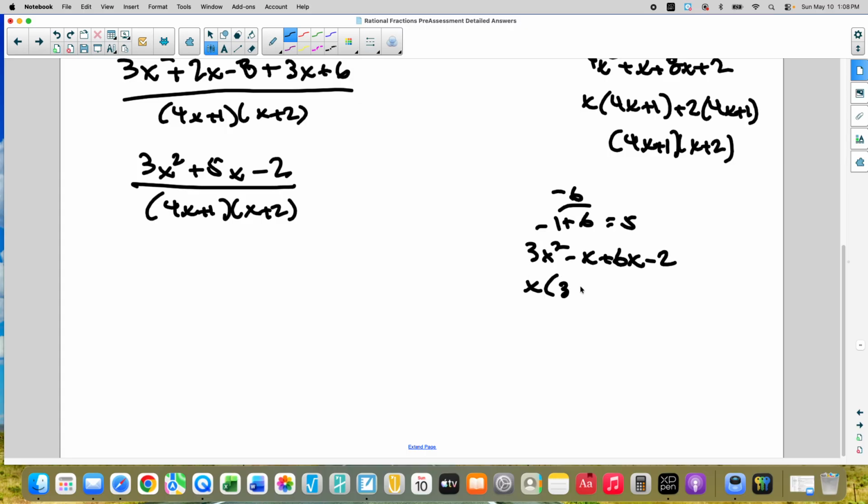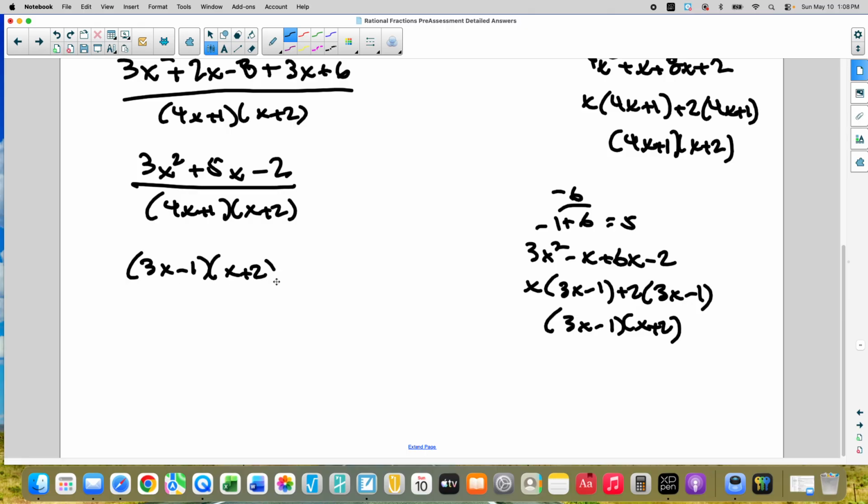Factor out an x: 3x minus 1. Factor out a 2: 3x minus 1. So 3x minus 1, x plus 2. So this becomes in the numerator 3x minus 1, x plus 2, over 4x plus 1, x plus 2.